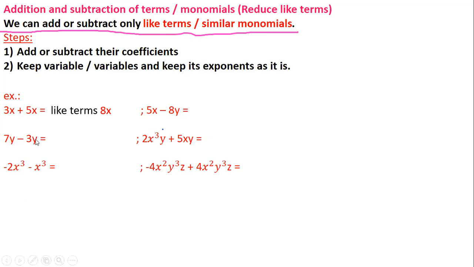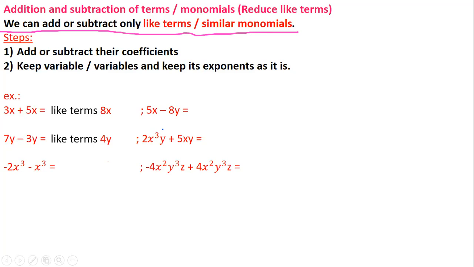7y minus 3y. Also these are like terms because here we have y and here we have y. So 7 minus 3 is 4. 4y, and we keep the variable as it is.